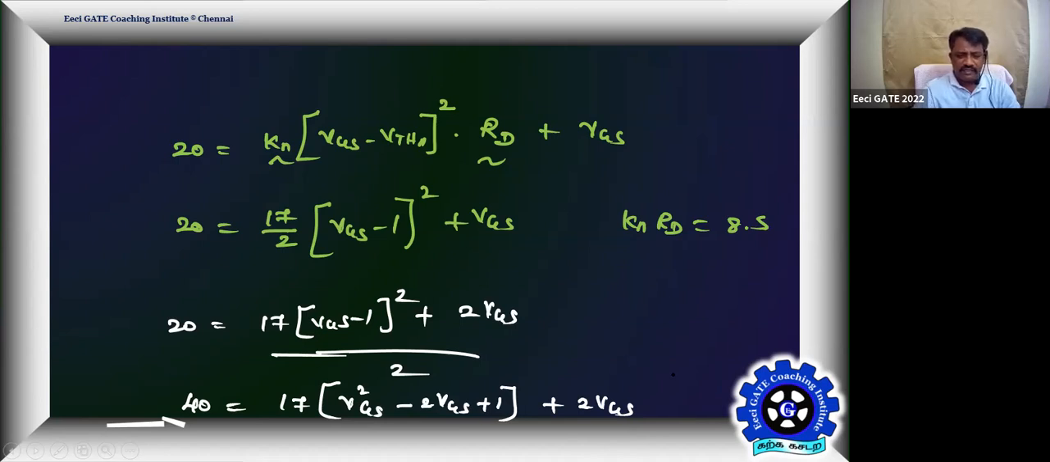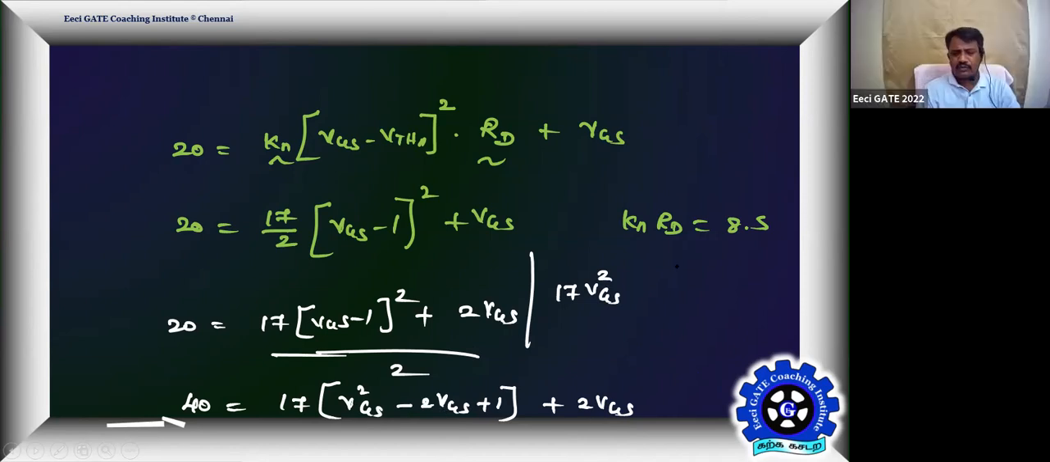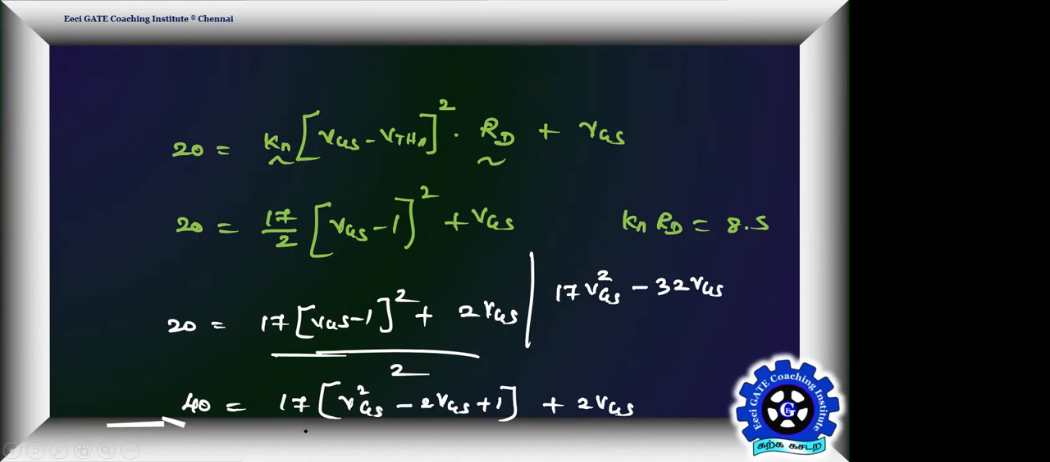So how many V square GS will you get from this? 17 V square GS. Then 17 into 2, 34, minus 34 VGS plus 2 VGS. So it is going to become minus 32 VGS. Correct? Getting, Shweta? Yes, sir.